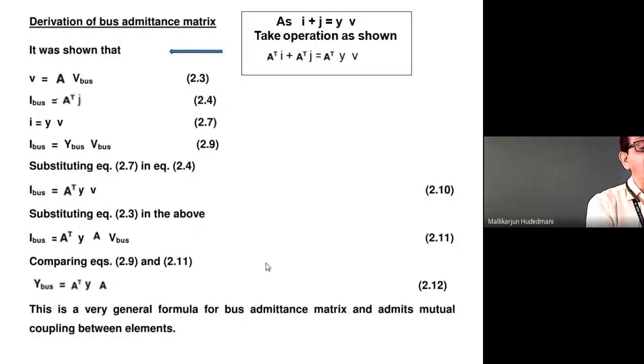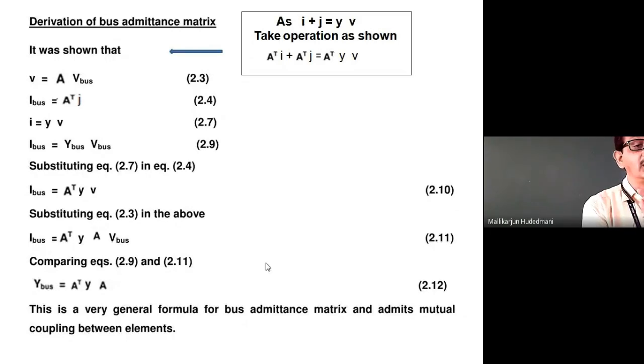So vector of I plus vector of j equal to y primitive into v was the derivation we discussed earlier in the classes for the primitive element, the primitive admittance matrix. Here y is a matrix where elements are diagonally placed if there is no mutual coupling. If there exists mutual coupling, some of the off diagonals are non-zero. I would like to bring your attention to that recall. In that way, we have stopped there.